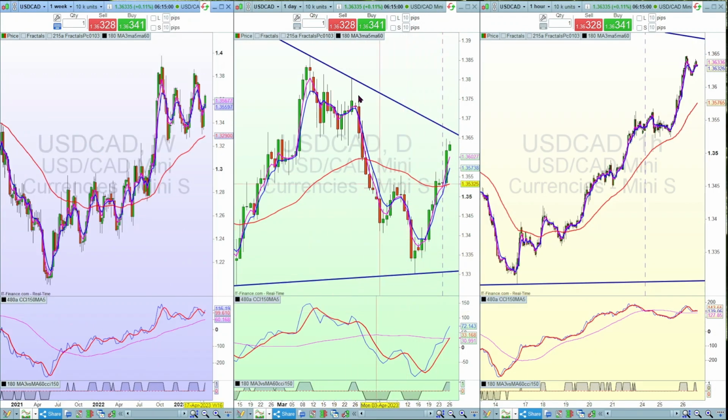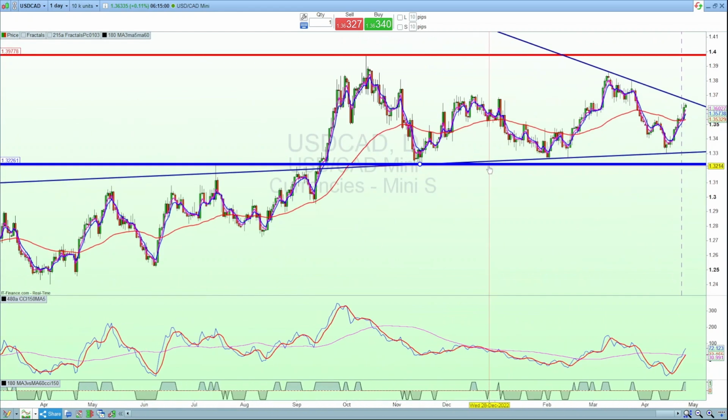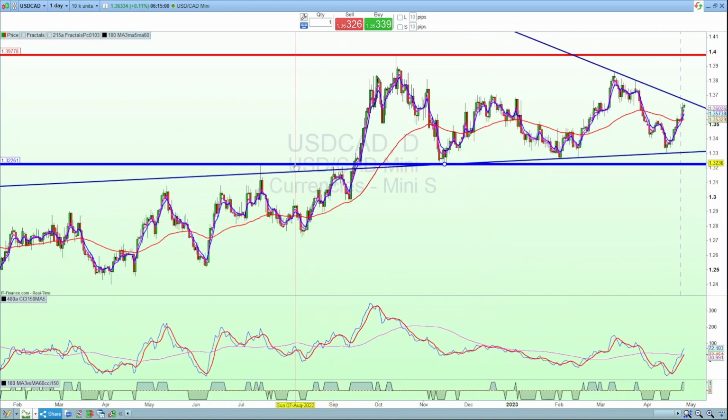Likewise, the same methodology applies to the daily chart. You can see there the moving average of the price chart and the moving averages of the CCI 150 are showing a bullish movement only. So again, if you're trading the lower time frames like the hourly or 15 minutes or any lower time frame, predominantly long positions only.